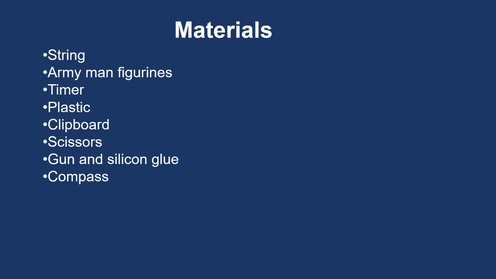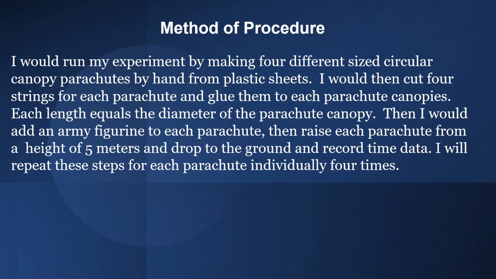As for my experiment, I ran my experiment by making four different sized circular parachute canopies from plastic sheets, and I then cut four strings for each parachute and glued them to each parachute canopy. Each length equals the diameter of the parachute canopy.